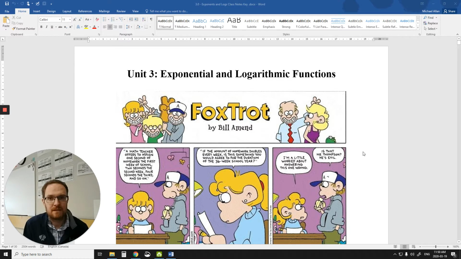This is a continuation of our unit that we started just before the break. I'm going to go through the first section again, just to give you a refresher of the characteristics of an exponential graph, and then we're going to be talking about logarithmic functions as well. So let's get at it.